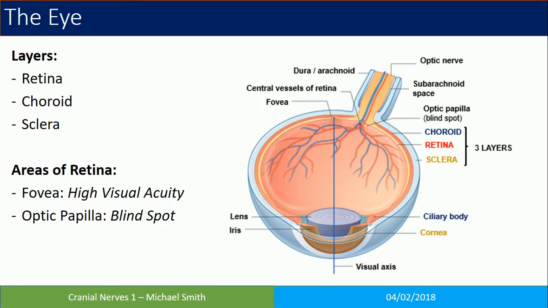So our eye is split into 3 layers, and the retina is the primary area for our sensation of our vision. And we have our fovea, which is our point of high visual acuity, and this is because it's got a very high number of cone cells. And then we have our optic papilla, which is our blind spot. And this is because at the point where our vessels and our optic nerve enter, there aren't going to be any of our rod or cone cells, so we have no vision at that point.